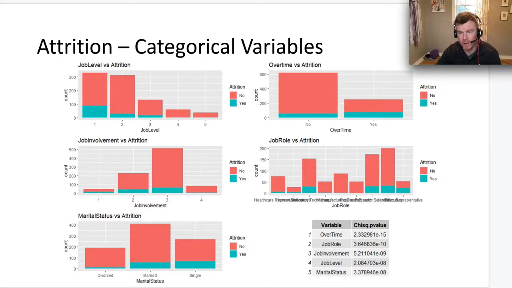As we delved into categorical variables, we used the chi-square test to determine if there was significance. Ultimately, what we found were 5 variables that would actually be significant, and they were pretty much in the top 5, with overtime being at the top and marital status being the bottom. One of the interesting things that jumped out about marital status was that married and singles have a higher attrition percentage versus divorced, which was less than 5%.